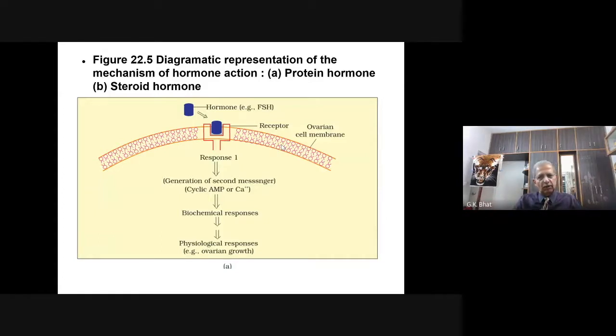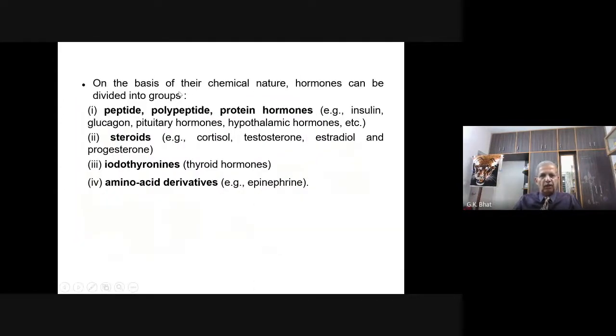mRNA comes to the cytoplasm and makes the relevant protein to get produced. Right? So on the basis of their chemical nature, hormones can be divided into groups: peptide hormone, polypeptide hormone, protein hormone, etc. Remember, peptide, polypeptide, protein, all are proteins only. Peptide, polypeptide, and the smaller units of the protein.